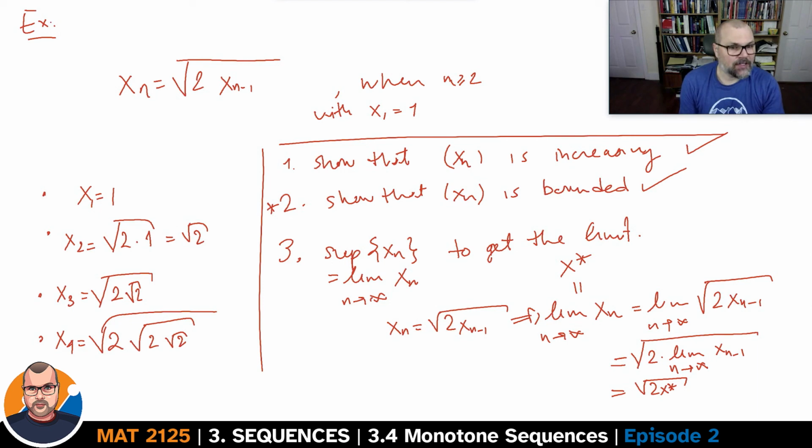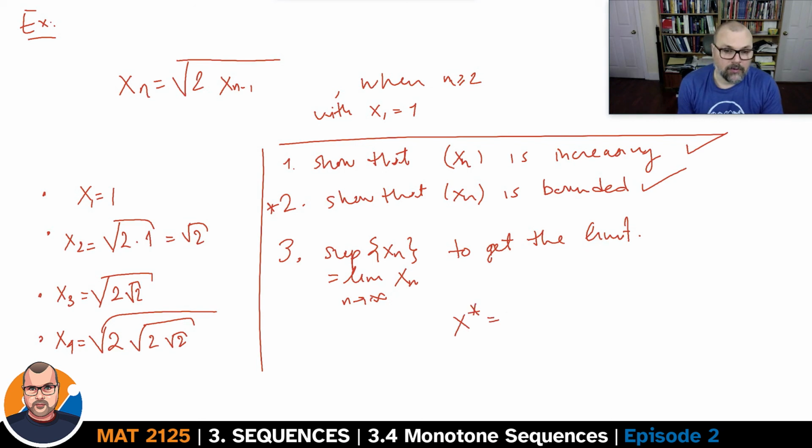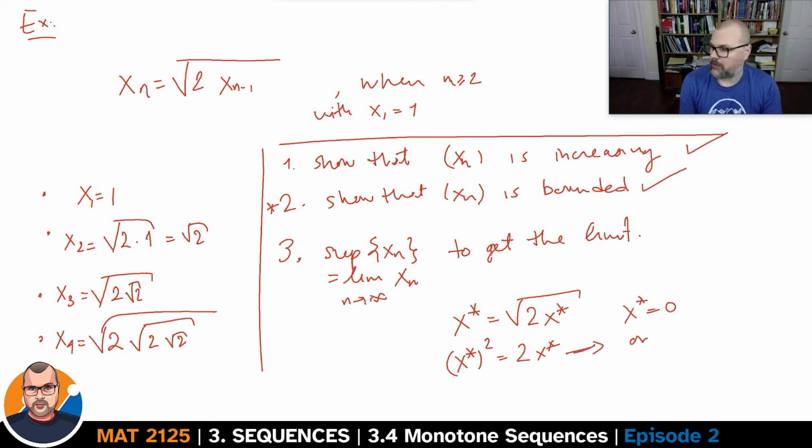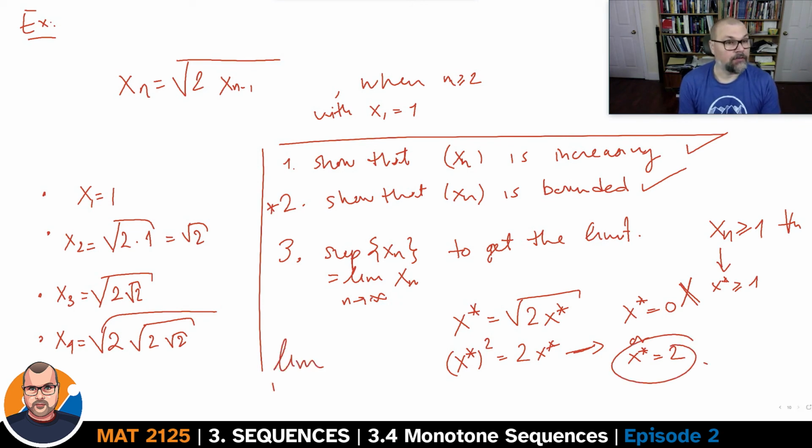So whatever the limit x star is, it has to satisfy the relationship x star is equal to the square root of twice x star. How do you write this out? It would be x star squared is equal to 2x star. And if you work it out, there's only two solutions. Either x star is equal to 0 or x star is equal to 2. It can't be equal to 0. Why can it not be equal to 0? Well, x1 is equal to 1, and this is an increasing sequence. So x star has to be greater than or equal to 1. So we're left with the limit here being equal to 2.